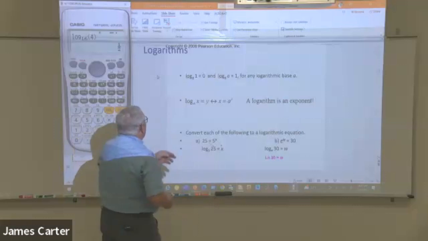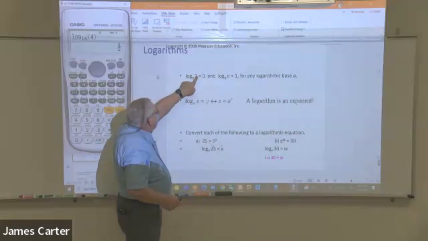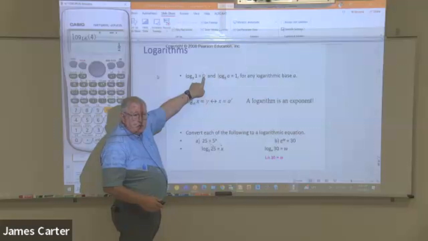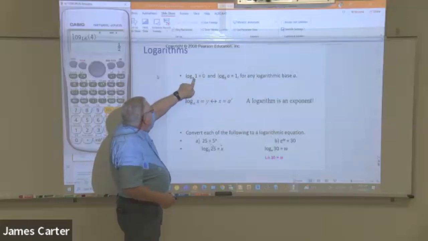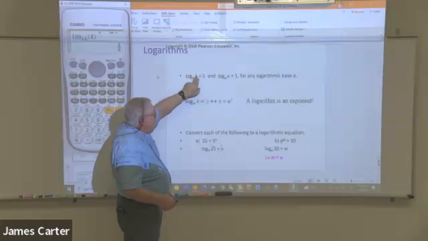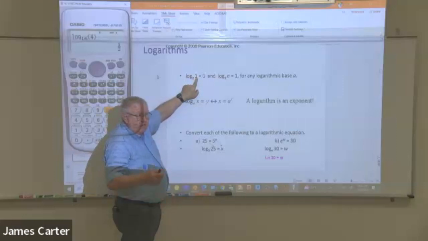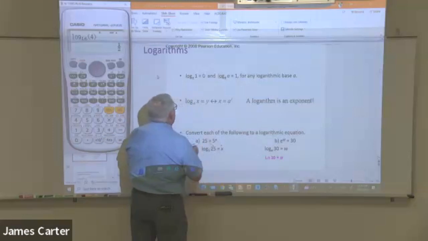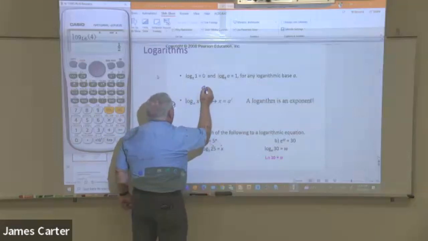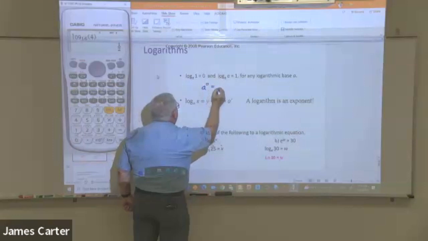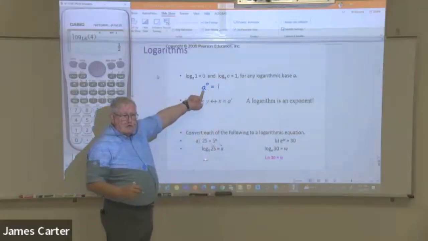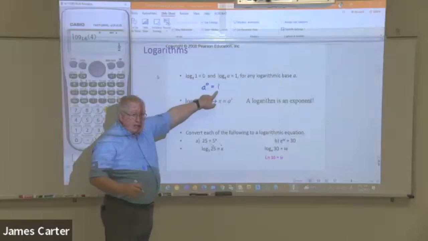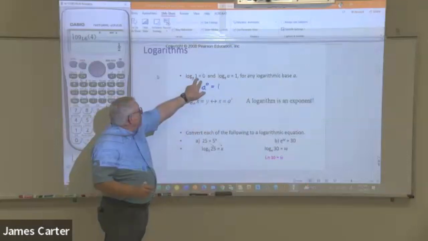Okay? Now, anytime you have a 1 here, the answer is going to be a 0. Something to what power is going to be equal to 1? Well, 5 to the 0 is 1. 9 to the 0 is 1. Because what you're really thinking on this problem is a to the 0 power equals 1. And whatever you substitute for a is still going to equal 1. That's what this one is saying.